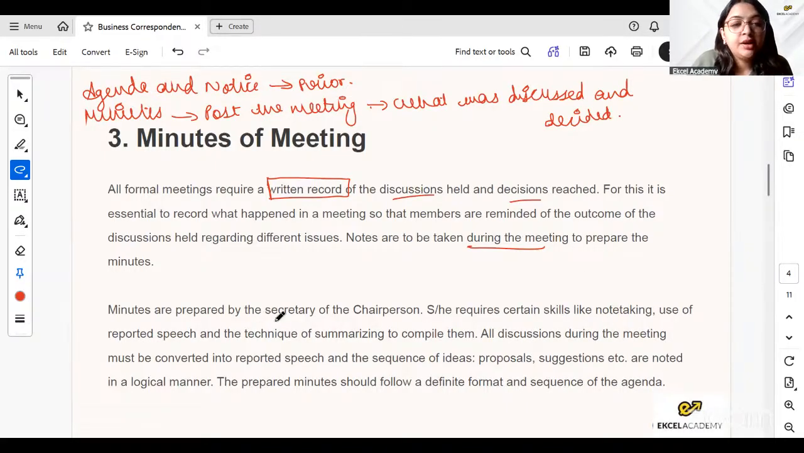So minutes are prepared by the secretary of the chairperson. He or she requires certain skills like note taking, use of reported speech. So here they are talking in a general sense. From a Companies Act point of view, your company secretary prepares your minutes, right? All discussions during the meeting must be converted into reported speech and sequence of ideas, proposals, or suggestions, and the prepared minutes should follow a definite format and sequence of agenda. So we saw in our agenda, the first one was the election of chairperson, then quorum, leave of absence, and previous meeting minutes. Your minutes also should have the same sequence itself.